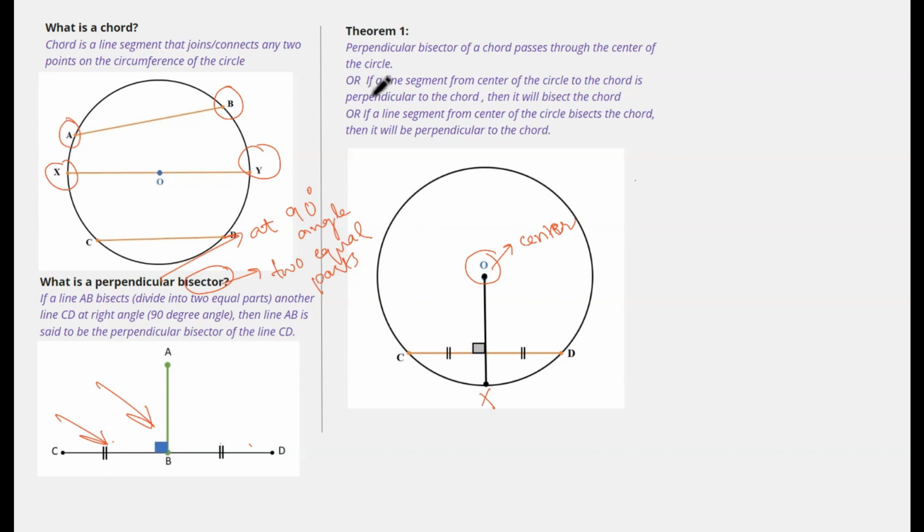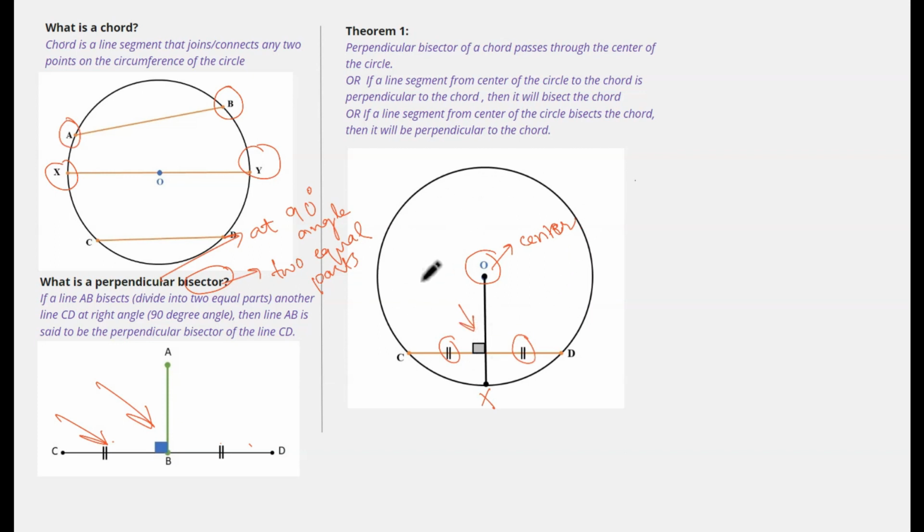Then the next one is, if a line segment from the center of the circle to the chord is perpendicular to the chord, then it will bisect the chord. This means if you draw a line which is at right angle to the chord, then it will divide the chord into two equal parts. Your chord will be bisected. Similarly, the third one is exactly the opposite statement of that: if there is a line segment from the center of the circle which bisects the chord, then it will be perpendicular to the chord.